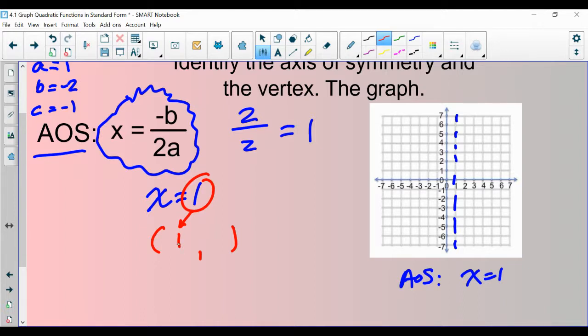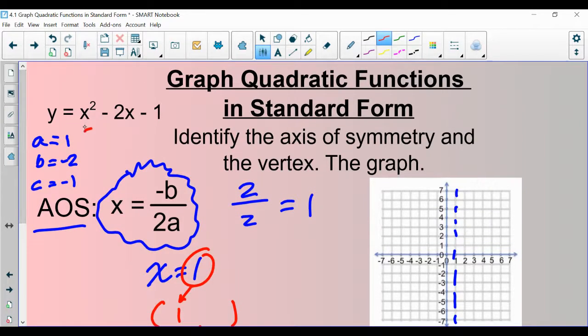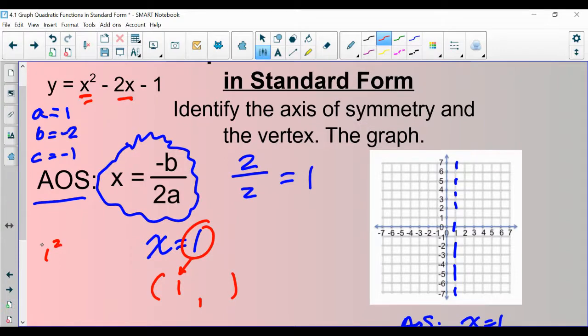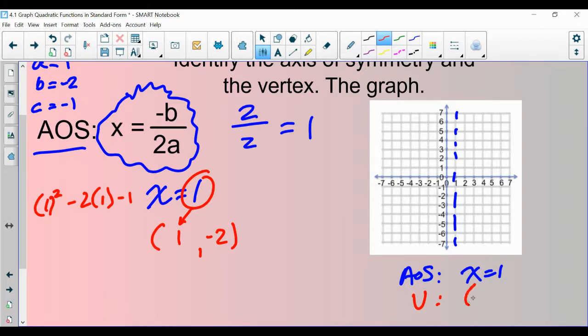So we know the vertex has an x value of 1, and to find the y value, just plug 1 in here and here. Remember to substitute it in with parentheses, and remember your calculator will be able to handle it all in one line. So if you type in 1 squared minus 2 times 1 minus 1, it's going to give you the right answer. What do we get? I got negative 2. Hopefully you guys did as well. 1 comma negative 2. Vertex is 1 comma negative 2.